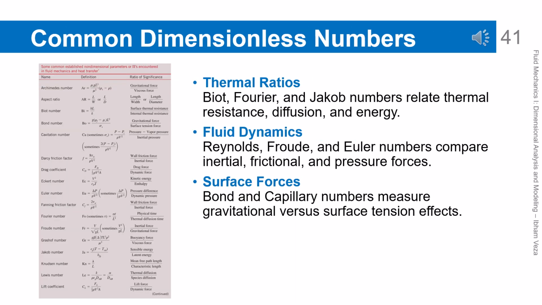Common dimensionless numbers. Various dimensionless numbers are used to represent different physical phenomena, both in heat transfer and fluid flow. Numbers such as Reynolds, Froude, and Euler compare different types of forces acting in a flow. Meanwhile, Biot, Fourier, and Jakob are related to comparisons of thermal resistance and heat diffusion. There are also numbers that compare gravitational and surface tension effects, such as Bond and capillary. This classification helps in selecting the relevant parameters for each engineering problem.